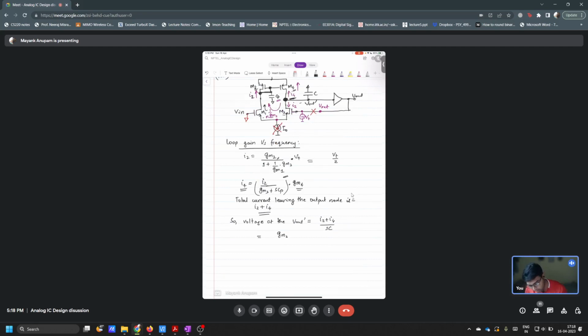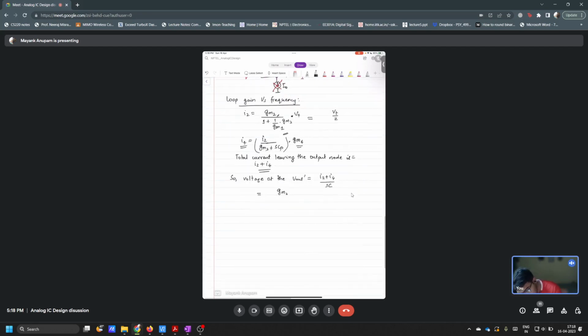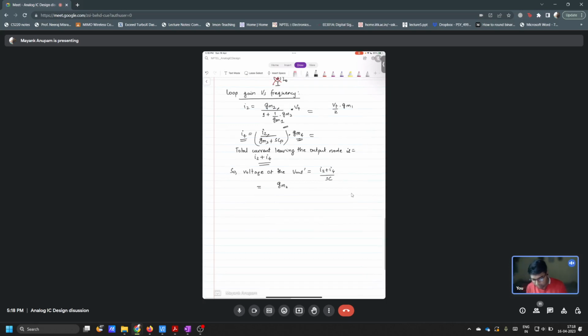Right? Fine. And similarly GM3 and GM4 are same, but let's leave it. So I2 here will be what? Vt over 2, right? Oh, sorry. This is not Vt over 2, it's GM1 times Vt over 2, right? And here it will be GM1 times Vt over 2 into GM3 divided by GM3 plus SCP.